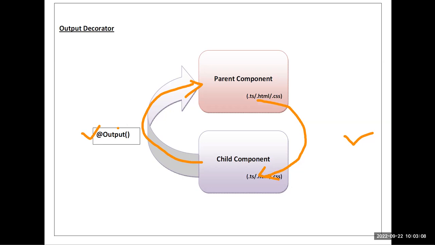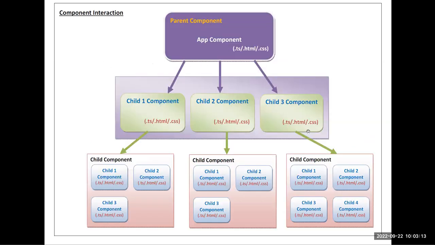Now, come to our first diagram here. Here we create the parent, child 1, child 2, child 3, and also child 1 has its own children, child 2 has its own children, child 3 has its own children. So how can you send the data? If you want to send parent to child data, you can send it from parent to child. If you want to send child to parent data, you can send it in this fashion.